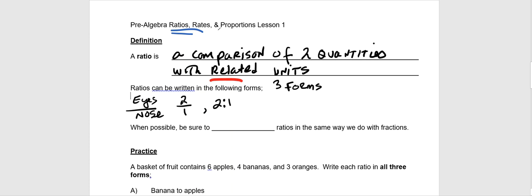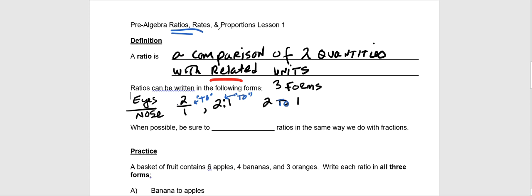2 to 1 is the way we read that. And likewise, that's the way we read it in fraction form. It looks like a fraction, but the fraction bar is going to take on the word "to." So that's like saying 2 to 1. And the colon, likewise, is going to take on the word "to." 2 to 1. So the third option actually uses that word "to." All right, so those are your three ways in which you can write a ratio.